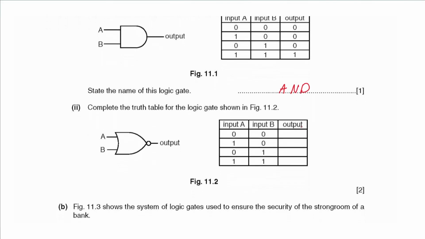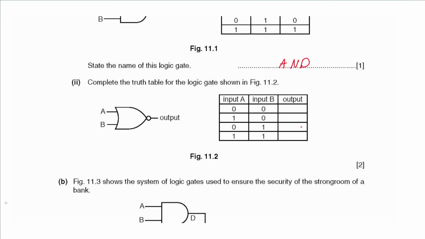Part two says complete the truth table for the logic gate shown in figure 11.2. This is a NOR gate. A NOR gate is the opposite of an OR gate. An OR gate only gives 0 when both inputs are 0. The NOR will be the reverse, so it only gives 1 when both inputs are 0 and the other inputs will give an output of 0.